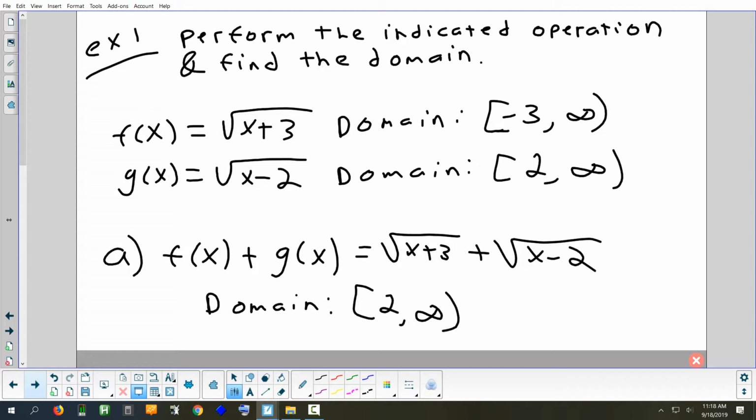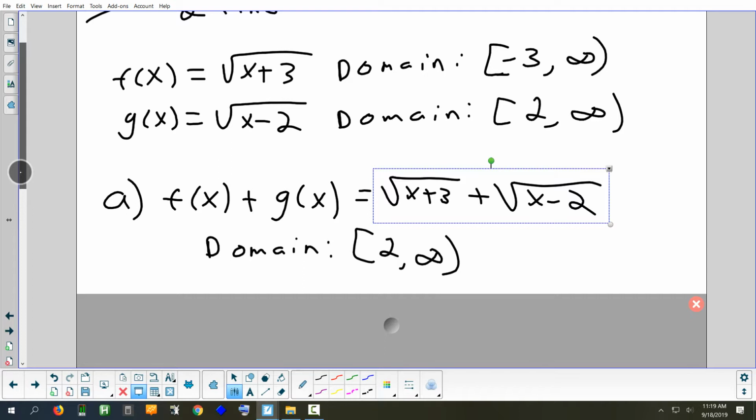And if you think, well, why not 0? 0 works here. 0 plus 3, that's a positive number. You can take the square root of 3. Yeah, 0 works here, but 0 doesn't work over on the right. So it's got to be numbers that work in both. Try to think of that overlap. Any question on that one?